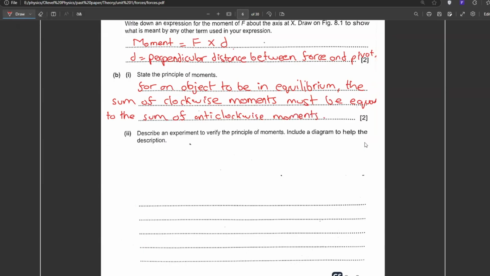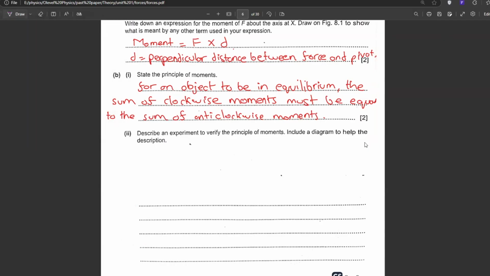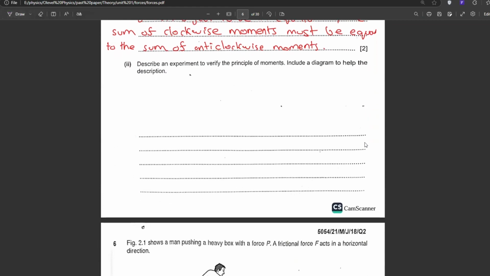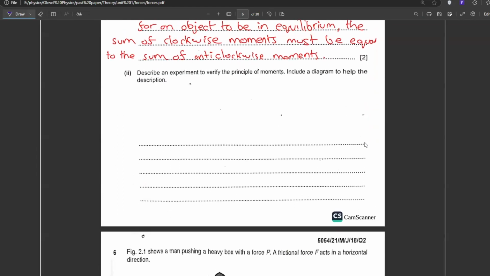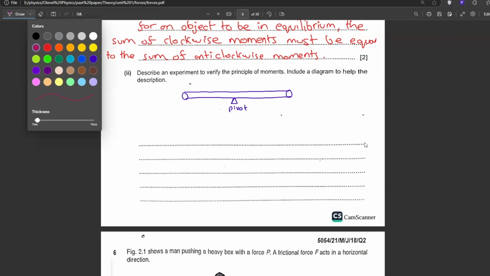Okay. Let's see the next question. I think those who have seen the lectures before going through the past papers will know that we have already done this question in the lectures. Describe an experiment to verify the principle of moments. Include a diagram to help the description. So what do we do? We take a ruler or rod like this. We then pivot this rod at the center.